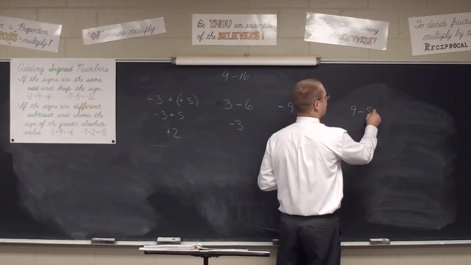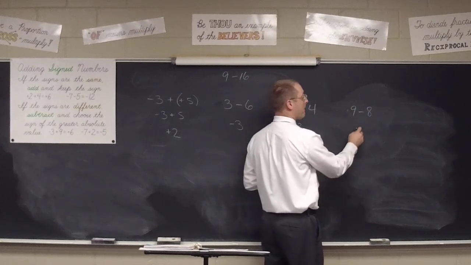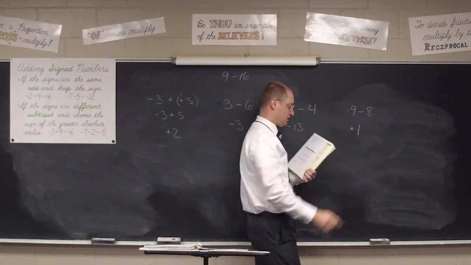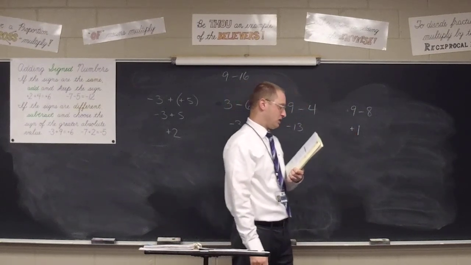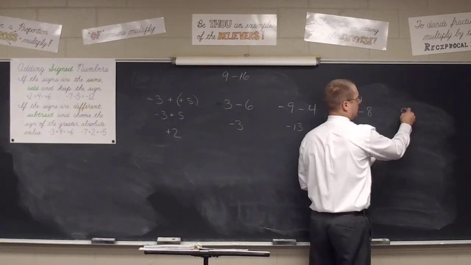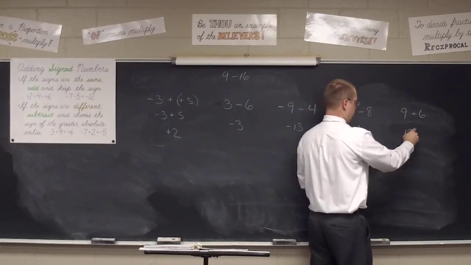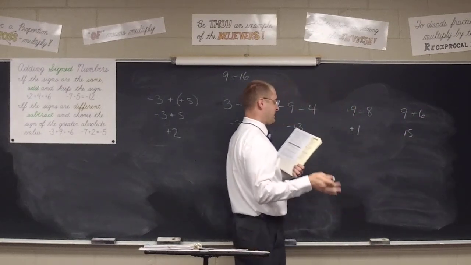Or in other words, 9, -8, or you could say +9, -8. Signs are different. 1, and keep the positive, 1. Number 13, 9 minus -6. No, 9 plus +6. 9 +6? 15. On the next one, -6 minus -3?